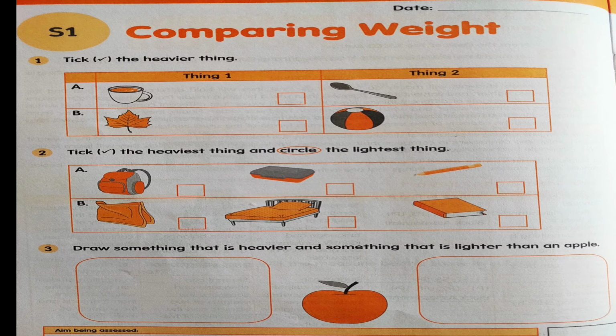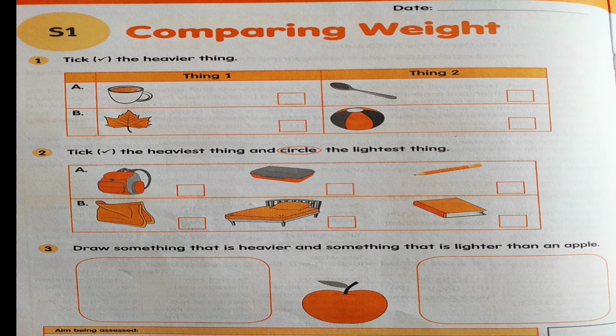And in picture B, we have a towel, a bath towel, and then a bed and a book. Now you will have to tick on the bed. It is the heaviest. It is heavier than the towel and the book also. So you will tick on this box of the bed here. And which one is lighter? Here you will have to hold a book in one hand and a towel in your other hand. And then which one is heavier? Which one is lighter? You will circle that one here in this picture B.